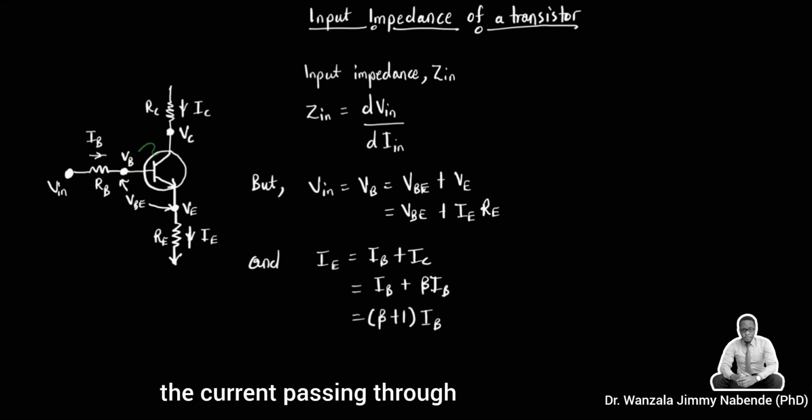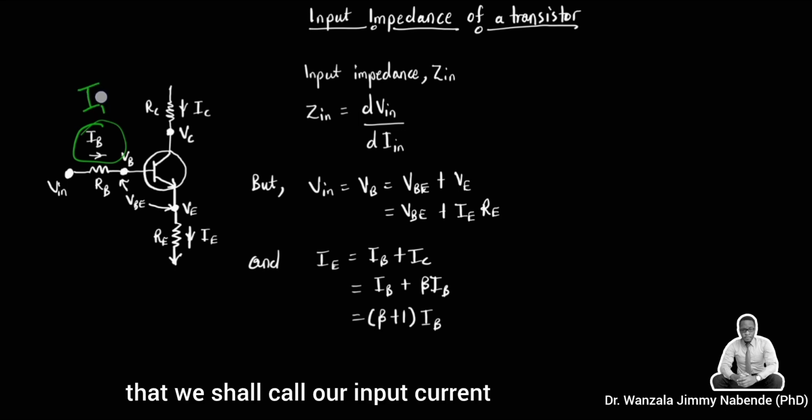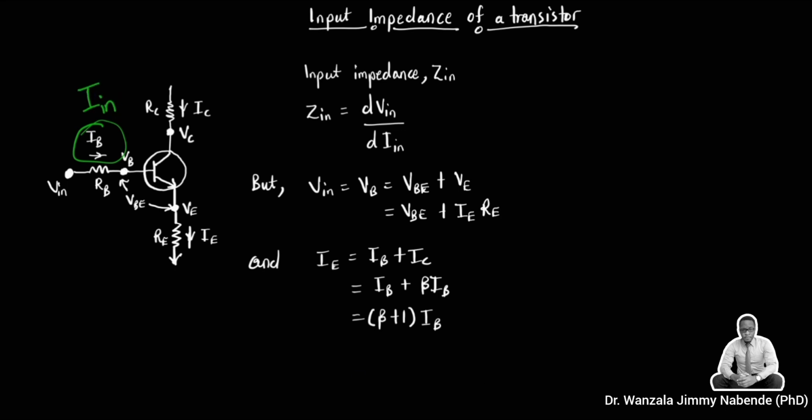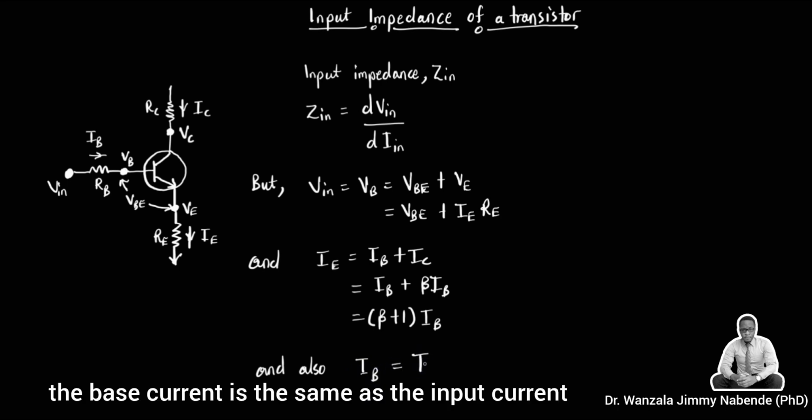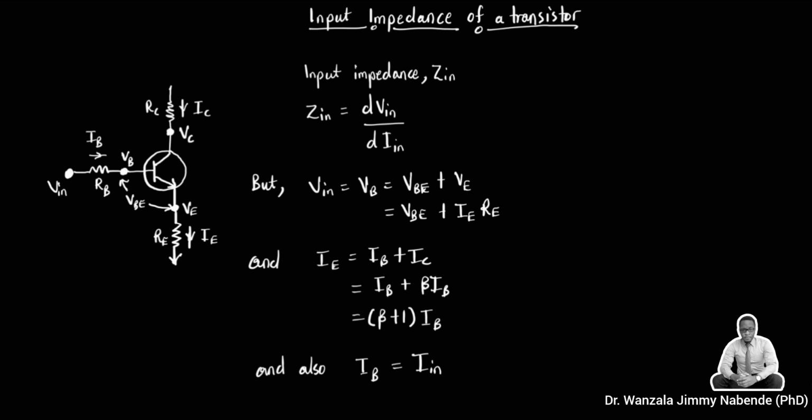But then the current passing through the resistor RB is the same current that we shall call our input current. Therefore, the base current is the same as the input current. If we get this, put it here, and then we get our IE, replace it here.